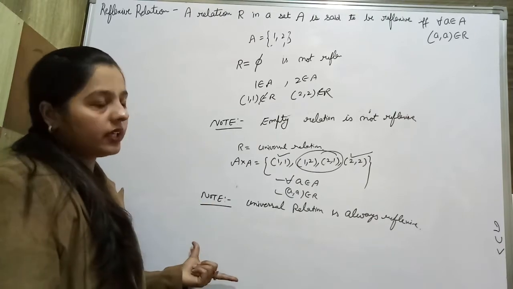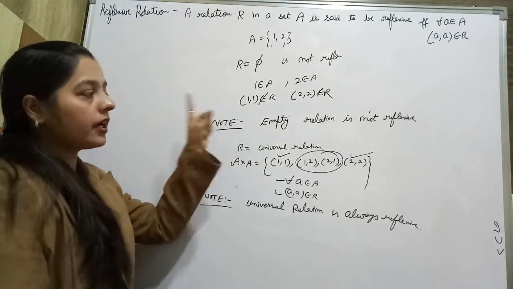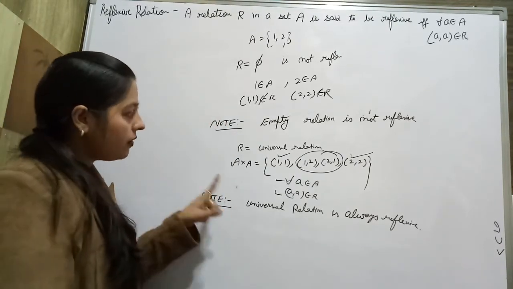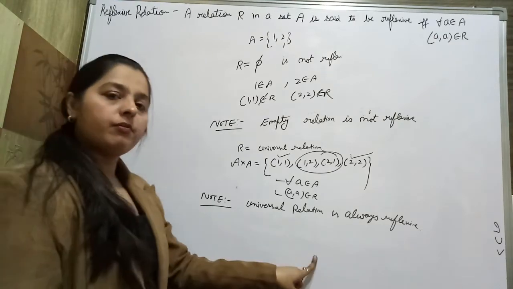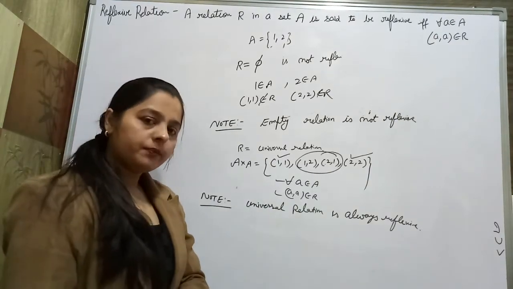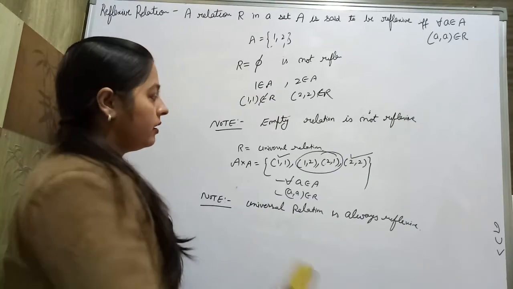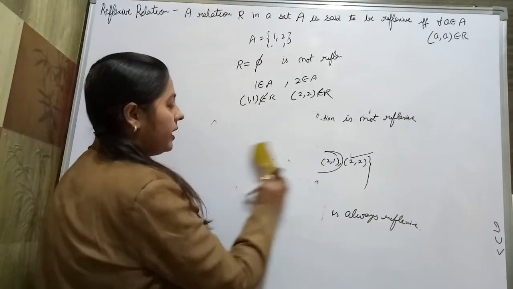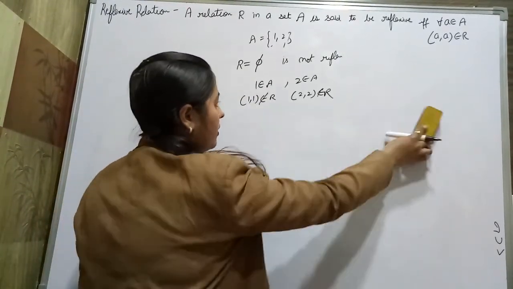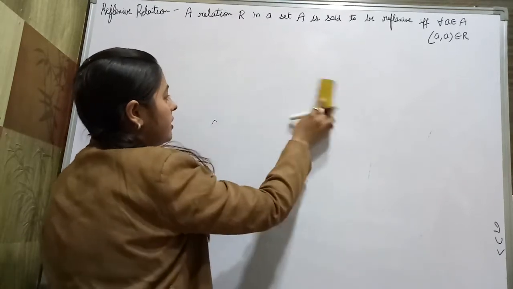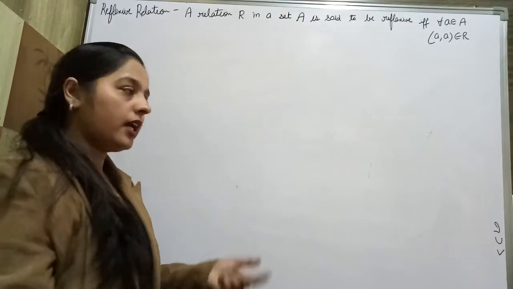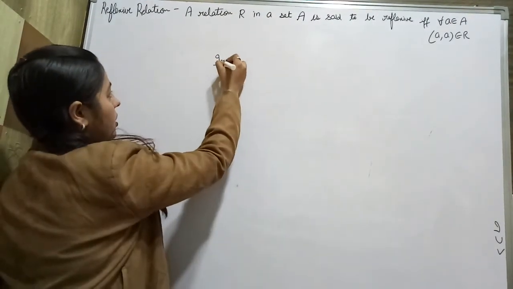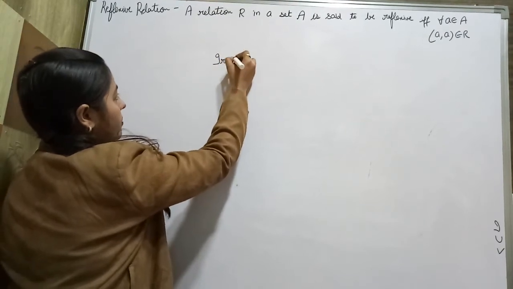So these are some of the examples. Empty relation can never be reflexive. Universal relation will always be reflexive, right? So there is one more topic, the irreflexive relation. One topic is the reflexive relation and another type is the irreflexive relation. So what does irreflexive relation mean?